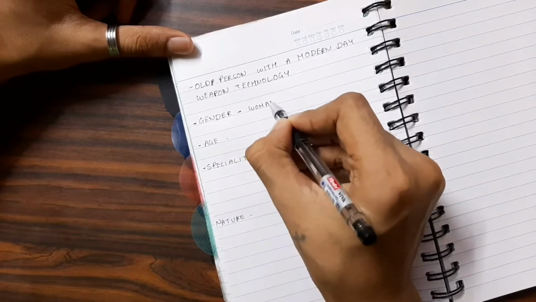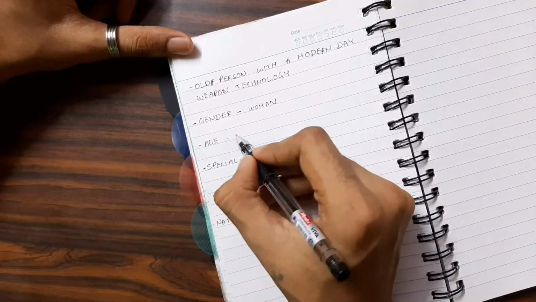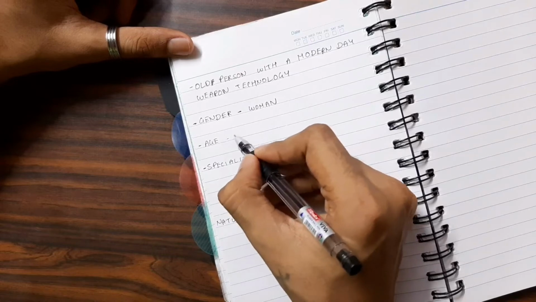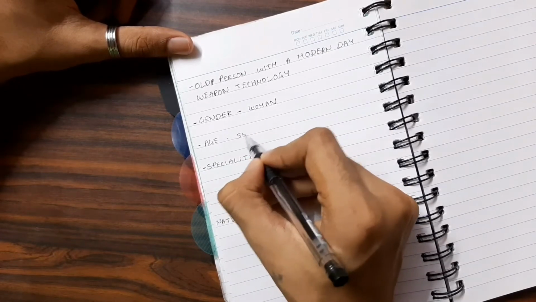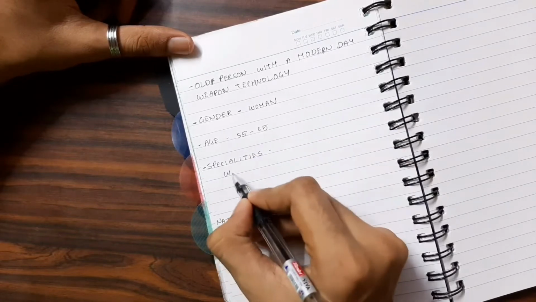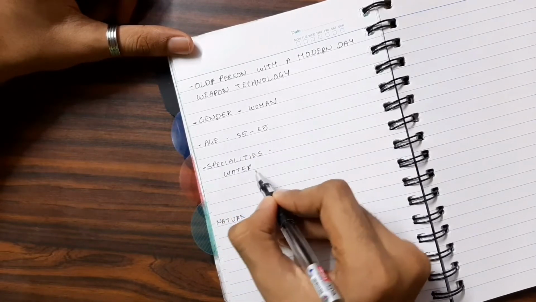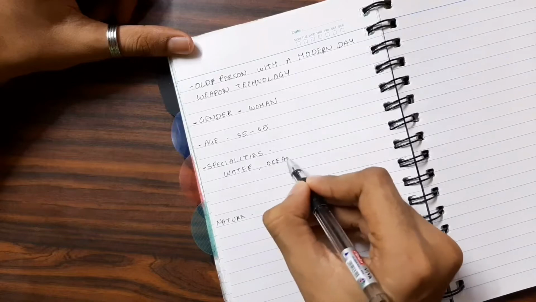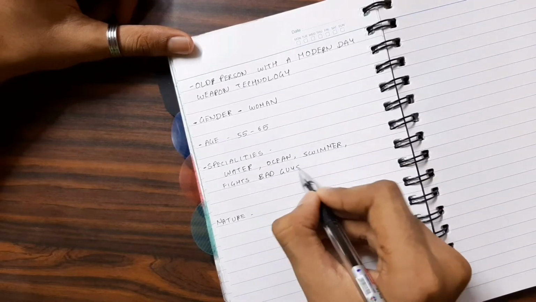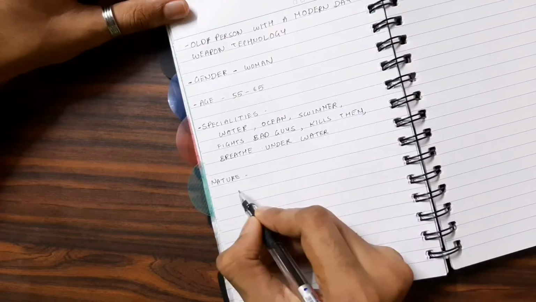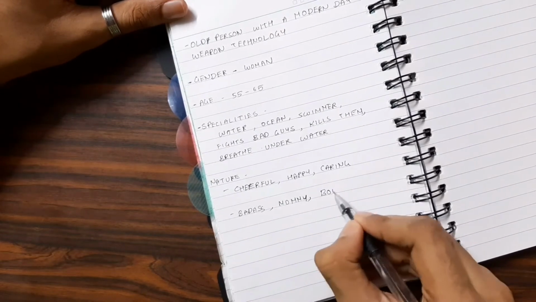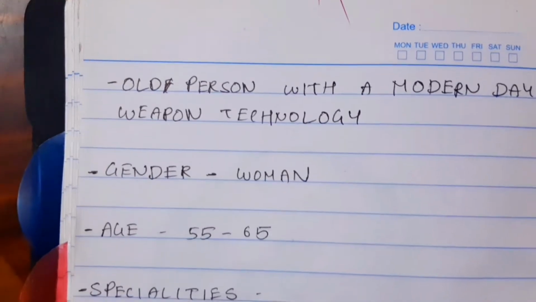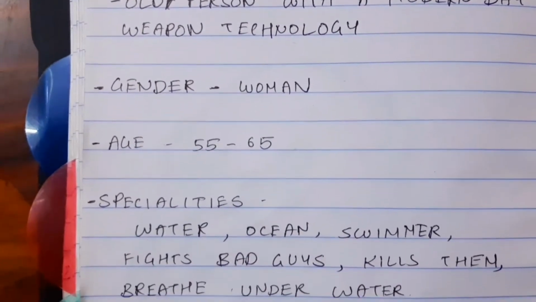For example, I want my character to be an old person with a modern day weapon technology. The gender, I would just randomly suggest woman, and the age somewhere between 55 to 65. The specialities, I would just write down specific keywords that come to my mind. In this case, it is the water, ocean, swimmer, and so on. Other important factors that define the character is the nature of the character. After this is done, I'm already equipped with some ideas which I want to include in my character.